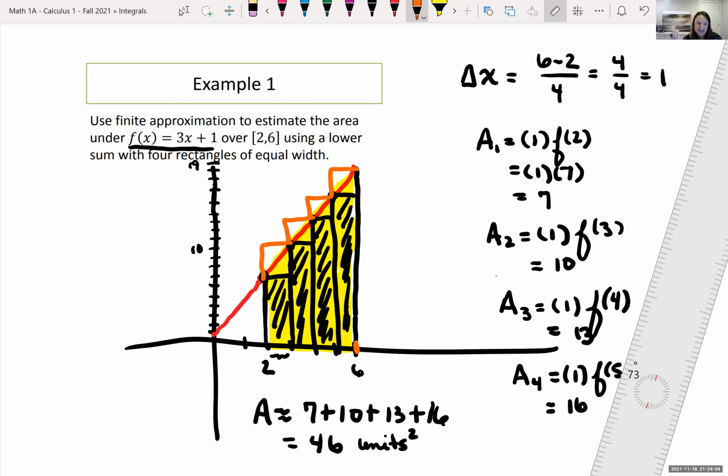Technically, we could find the exact area of this, right? We could find the exact area of this by using a triangle. We could look at technically this big triangle in here, figure out what that area is, and subtract off this smaller triangle in here. And that would give us the exact area.